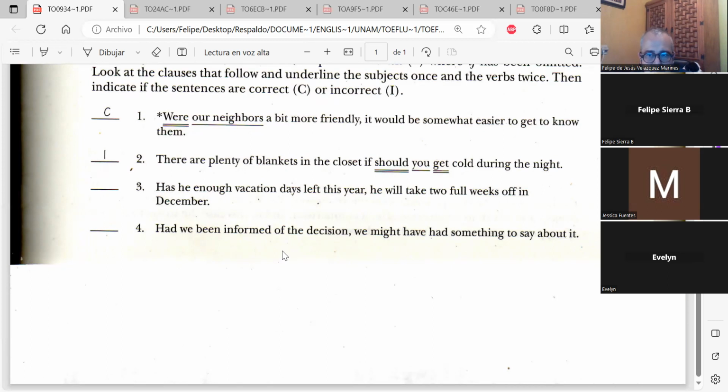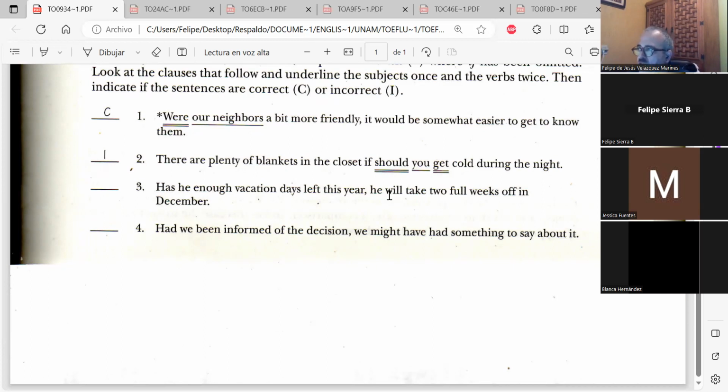Has he enough vacation days left this year? He will take two full weeks off in December. It's incorrect, because for inversions we only use should, were, or had. What conditional is this? You have will. It's the first conditional.